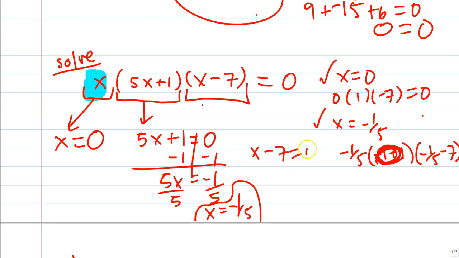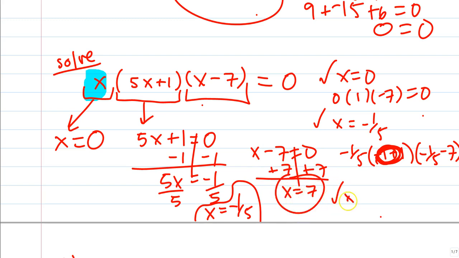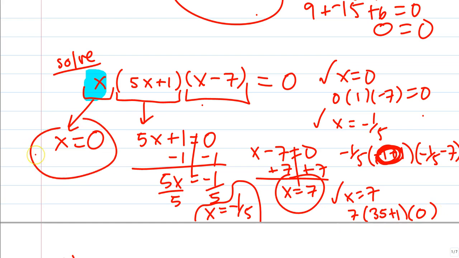And the last one's not difficult. x minus 7 equals 0. So when I plug in x equals 7, is it right? Well, I get 7 times 35 plus 1, big messy numbers, times 0. All this other stuff doesn't matter. The whole thing zeroes out because of that last group. These are our 3 answers.